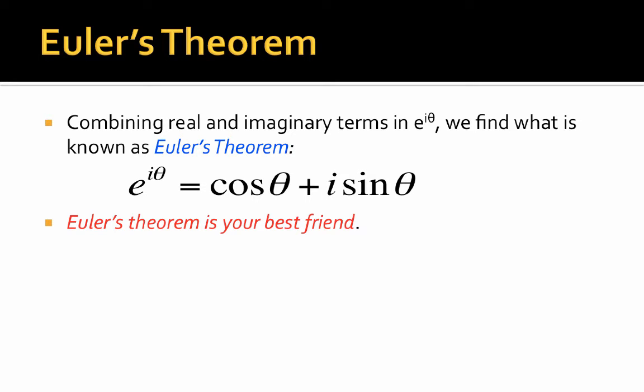Okay, so Euler's theorem. This is not really a joke. Euler's theorem is your best friend. e to the i theta equals cosine theta plus i sine theta. We will be using that all the time, going back and forth between the Cartesian plane and the complex plane, or polar form of our numbers.